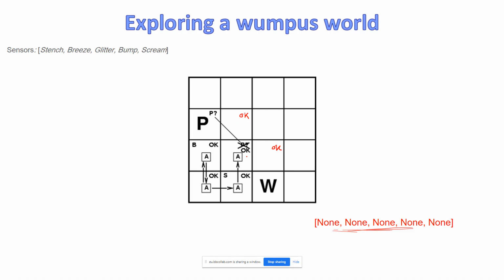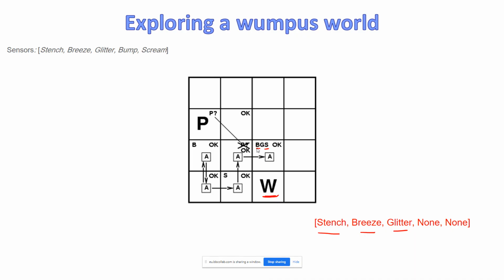Otherwise, we would have sensed something in that room. So there's no pit here, and of course the Wumpus is not here also. There's no pit here, and there's no pit here. So we can move to this room or to that room. The agent actually chose to move to that room, and in that room he got stench, breeze, glitter. Of course stench, because we have the Wumpus here. So that's expected.